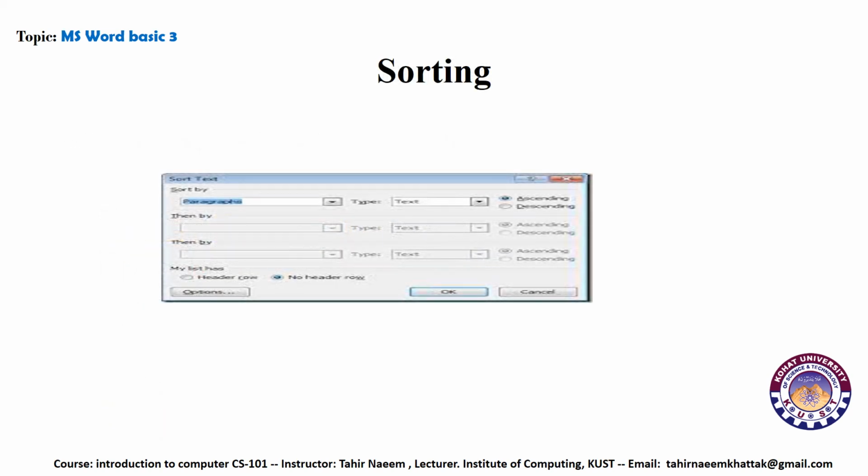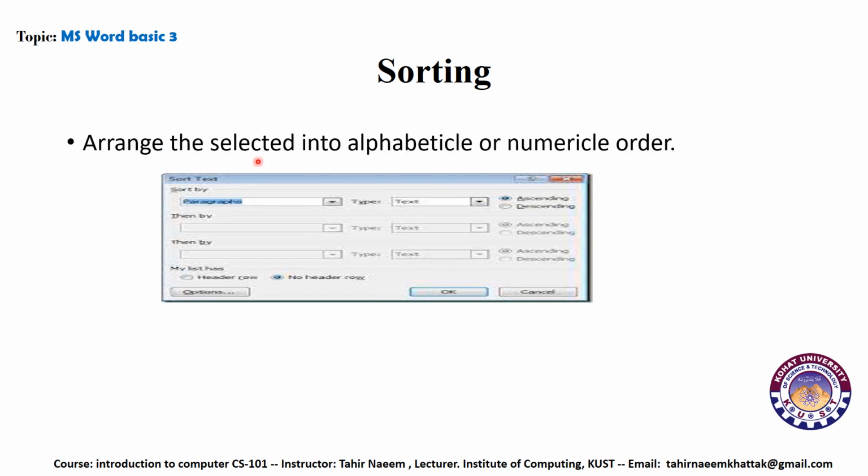So basically sorting arranges the selected text into alphabetical or numerical order. Let's suppose I have 2 or 3 paragraphs and I have selected them and I click on sorting, as I have pointed out previously. After clicking sorting, this dialog box will appear.